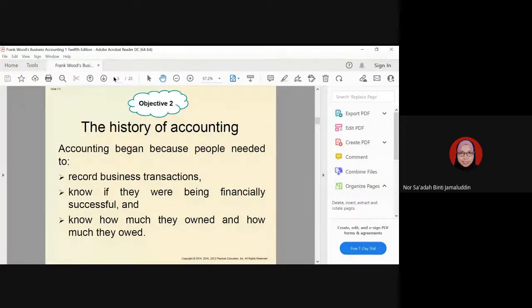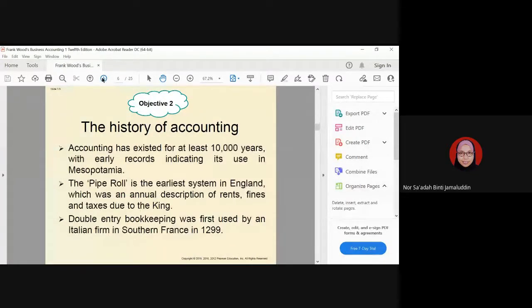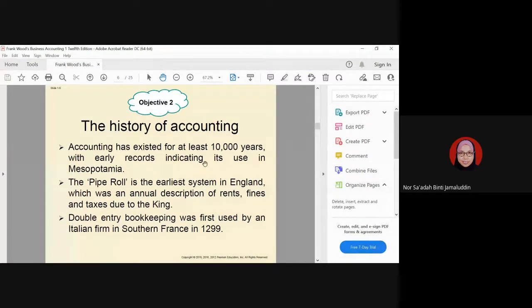So we proceed also with the history of accounting. Accounting has existed for at least 10,000 years, with early records indicating its use in Mesopotamia. The pipe roll is the earliest system in England, which was an annual description of rents, fines, and tax due to the king. And double entry bookkeeping was first used by an Italian firm in southern France in 1299.